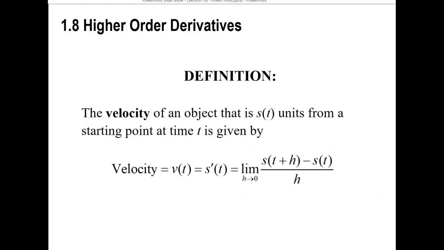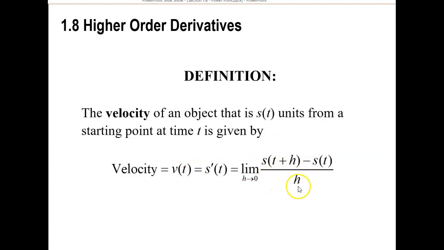All right, our application here is using position to find velocity and acceleration. The definition of the velocity of an object, that is s of t units from a starting point at time t, is given by this. So this s of t function represents distance. Finding the velocity, meaning the rate of change or the slope, means taking the first derivative of your s function. This was our original definition.